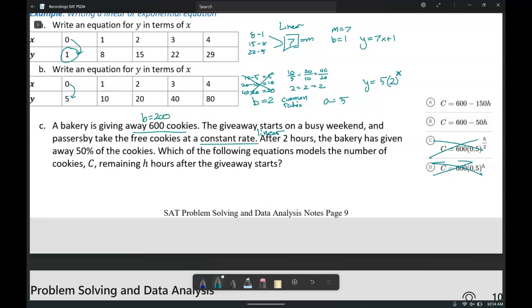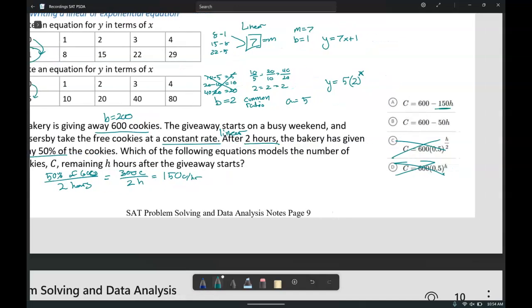Then our rate of change. They gave away, in 2 hours, 50% of the cookies. So 50% of 600 in 2 hours. Well, 50% of 600 is 300 cookies given away in 2 hours. That gives us a unit rate of 150 cookies per hour. So we look and we see we have a unit rate of 150 cookies per hour and a starting value of 600. There's our solution.